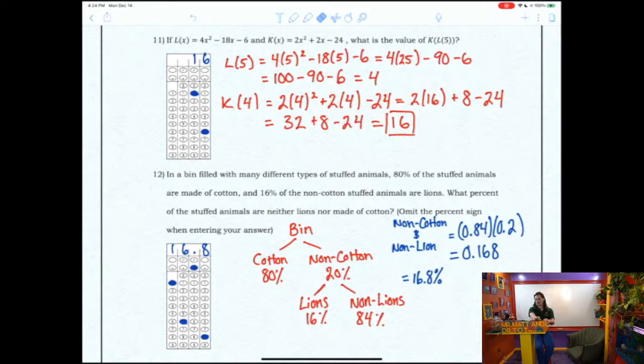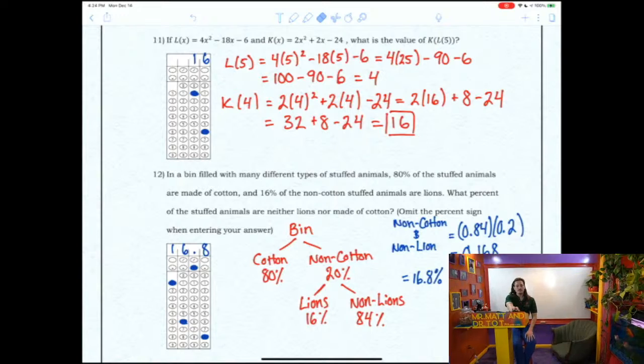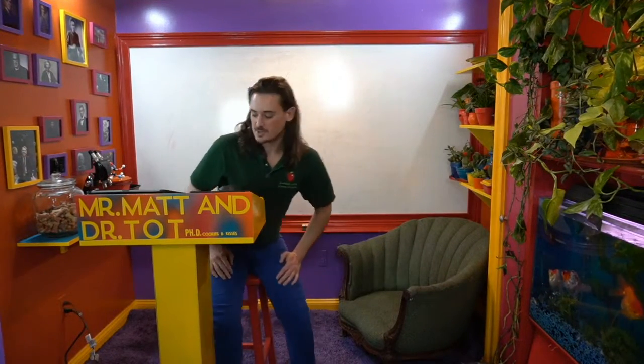Making sure that you enter your answer as 16.8, not 0.168. If you have any questions on anything that we've done today, then please let me know.